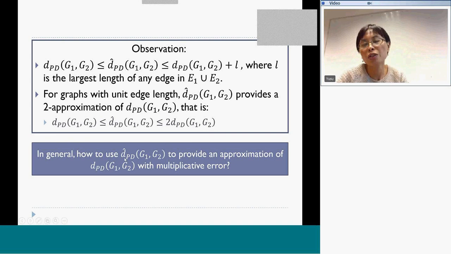Okay, so in general, it's not clear how to obtain an approximation of the continuous persistent distortion distance between input graphs with multiplicative error. The discrete persistent distortion gives us additive error, which can be much bigger than the continuous distortion between the two input graphs.